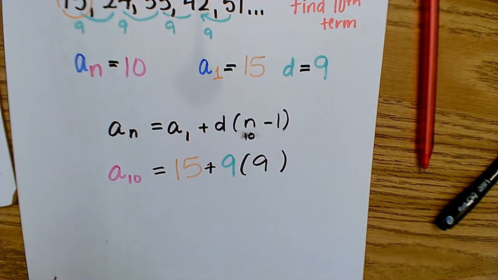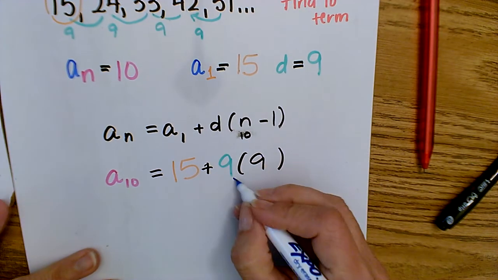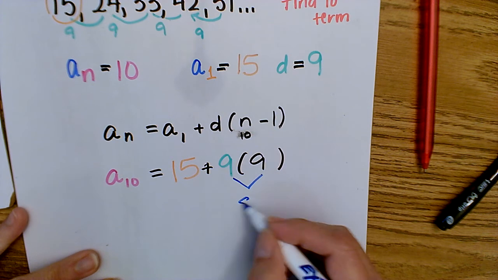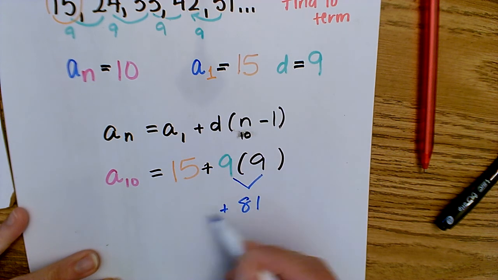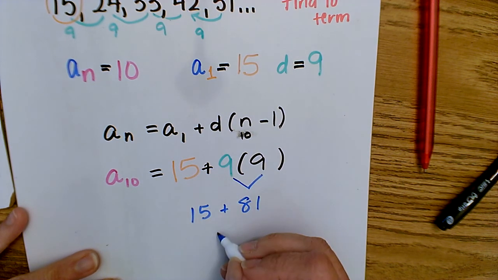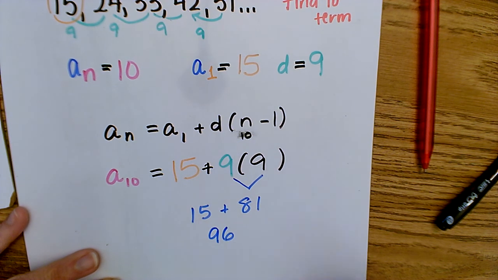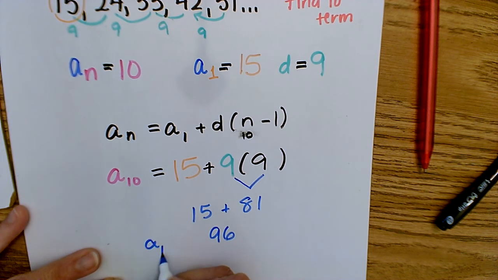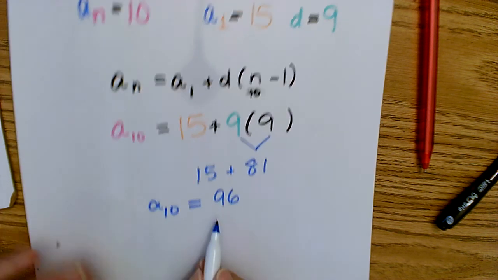Now you have to evaluate it, which means you have to use PEMDAS. So you're going to multiply first. So 9 times 9 is 81. Then you're going to add. And so 15 plus 81 is 96. And so that tells me that the 10th term is 96.